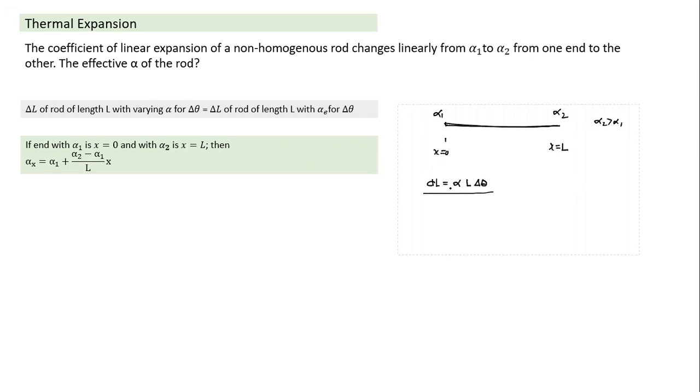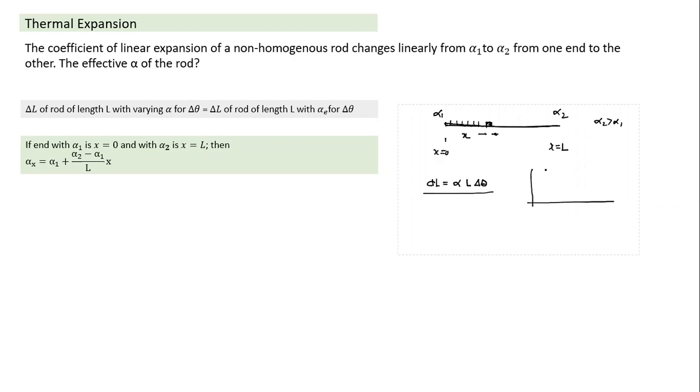Since alpha is varying with x, I need to divide this rod into small pieces, and I'll pick up one small piece. Which piece do we take? X is equal to 0, and a piece at x of length dx here. What is the change in length for a small piece which is at a distance x from this end? All I need to do is write alpha as a function of x. Alpha is varying linearly, so I can visualize a linear variation.